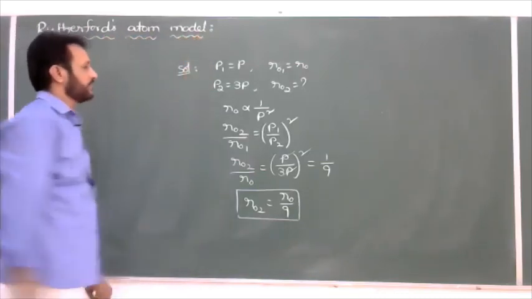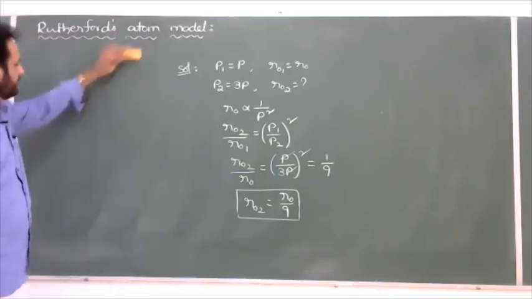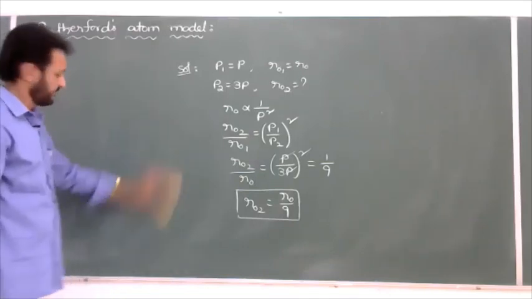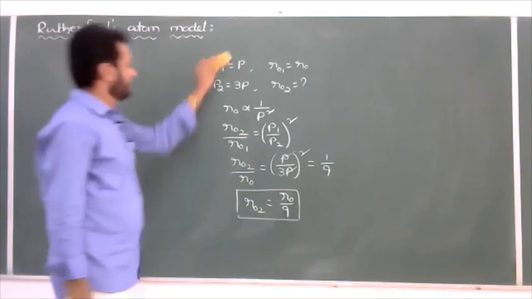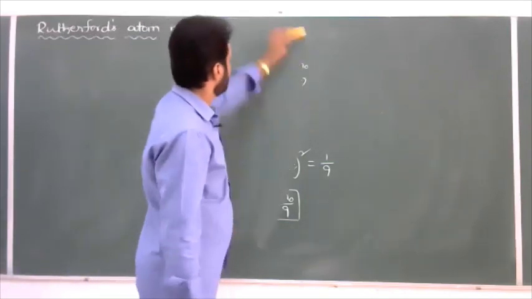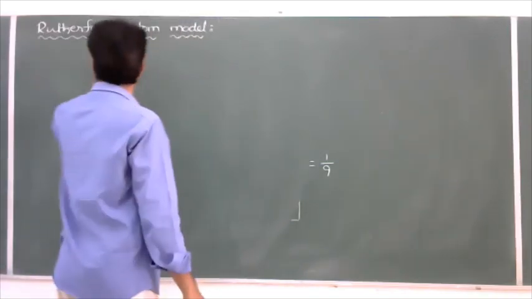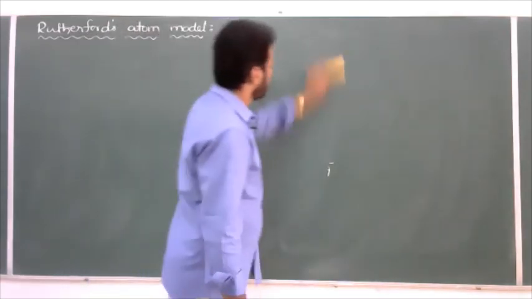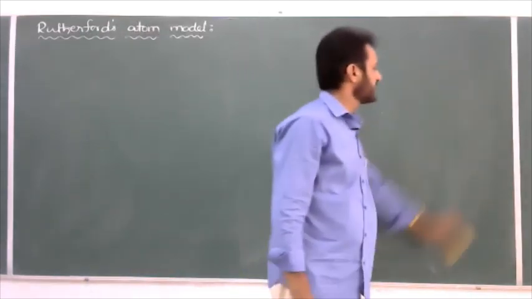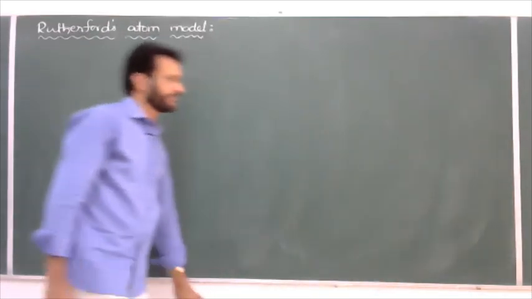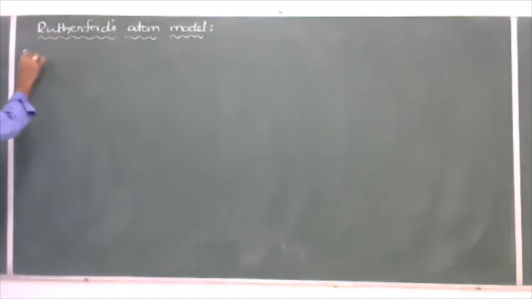Rutherford's atom model. After studying the observations and the conclusions of Rutherford's alpha particle experiment, what are the postulates and what are the drawbacks of this model? So what are the major postulates of this model generally?